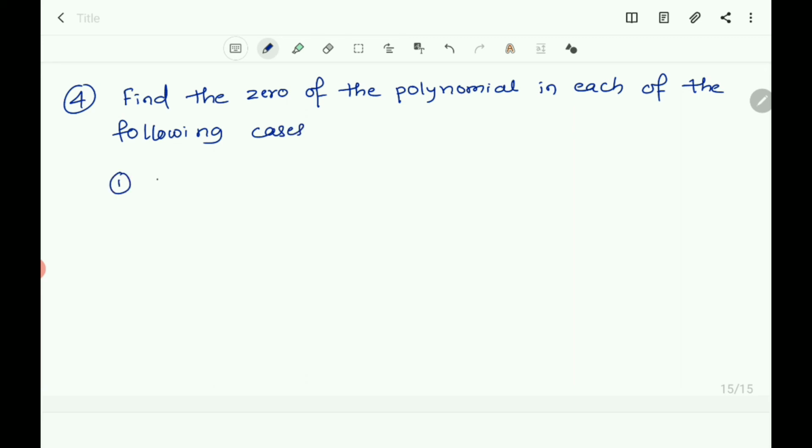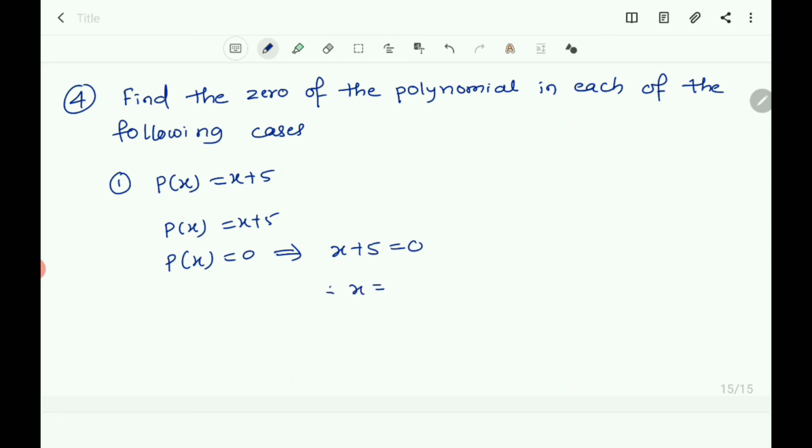First one, P of x equals x plus 5. Here for P of 0, we have to find out P of x equals 0. Here you take P of x equals x plus 5, means P of x equals 0 implies x plus 5 is equal to 0. Therefore x equals 0 minus 5, that implies x equals minus 5.